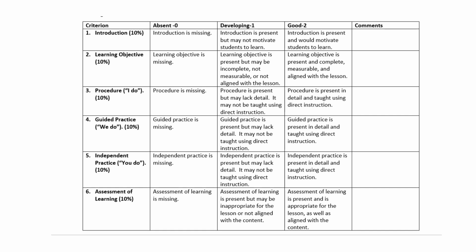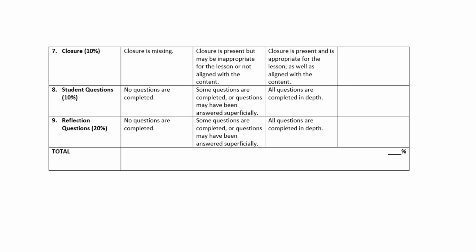You will be graded using the following rubric. Your introduction is worth 10%. Your learning objective is 10%. The I do portion, 10%. The guided practice or we do portion, 10%. The independent practice, you do, 10%. The assessment of learning, 10%. The closure is worth 10%. The student questions are worth 10%. And the reflection questions are worth 20%. You can look through the rubric and see what you have to do to get a complete score.